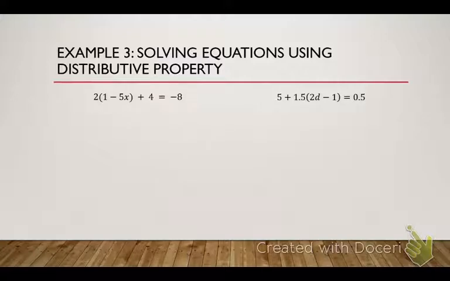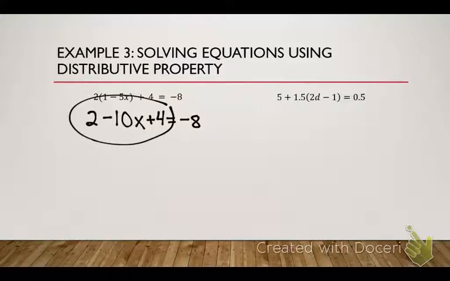So what would be 2 times 1? 2. What's 2 times negative 5x? Negative 10x. Okay, does everybody understand what we just did? So now we bring down the rest of the equation. Okay, and now I've got an alert kind of going off because what do I see here? 3 terms, so what does that tell me? I might have something to combine. Do you see anything we can combine here?